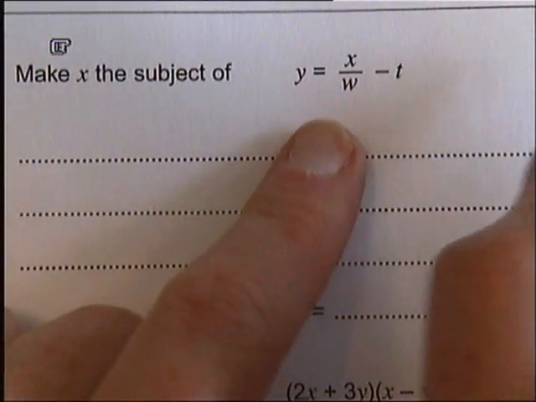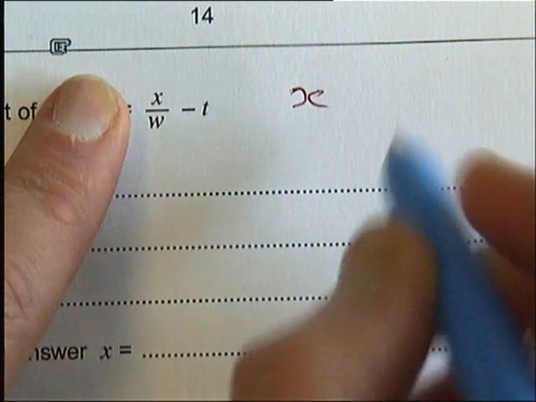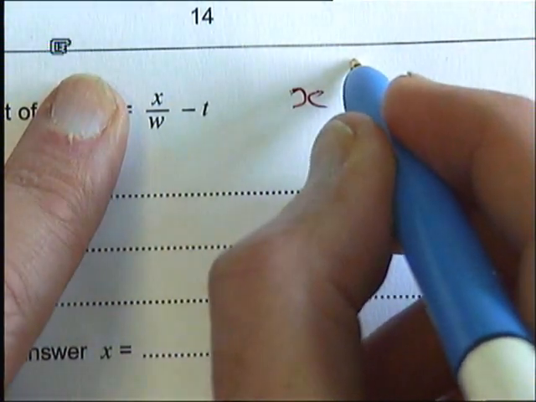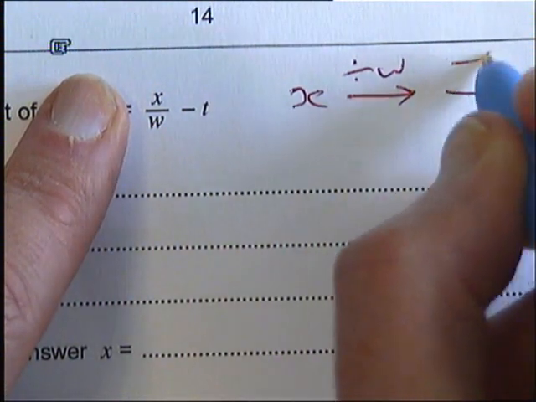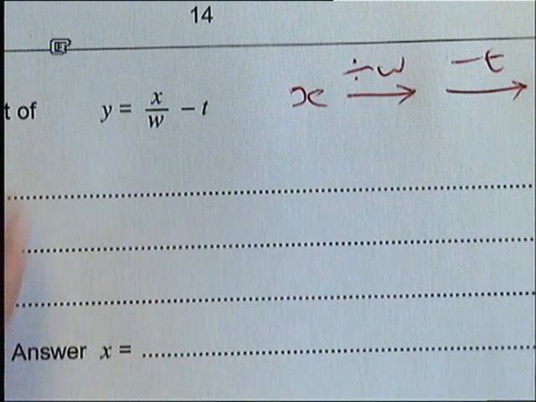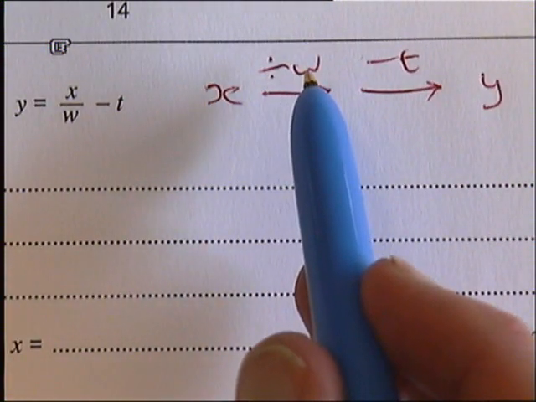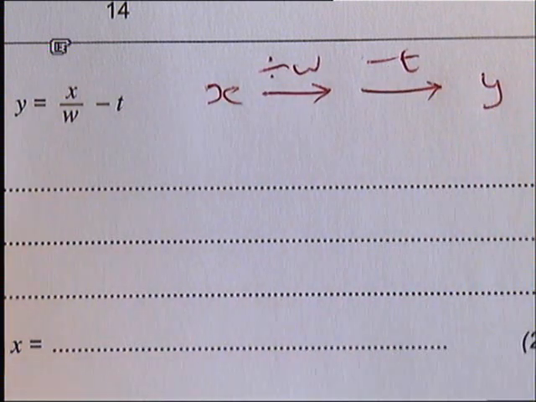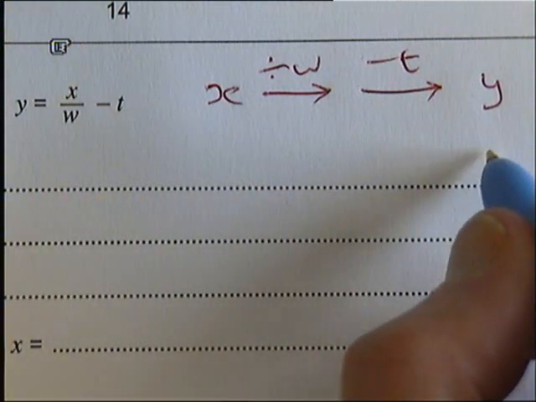You can think of this as if you're working out this formula. You're starting with the x, then what is happening to it is it's being divided by w, and then you're taking t off it, and then you're ending up with y. Now if you want to make x the subject, you need to work backwards through this process.